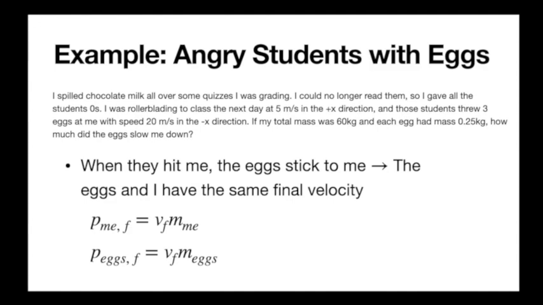So to write that out, if I'm writing out the final momentum of me and of the eggs, both are mass times velocity, but our masses are different, we know what they are. We don't know what this V final is, but we know it is the same because they stick together. And as we'll see soon, that piece of information that they stick together is crucial to solving the problem. And that's true for all collision problems.